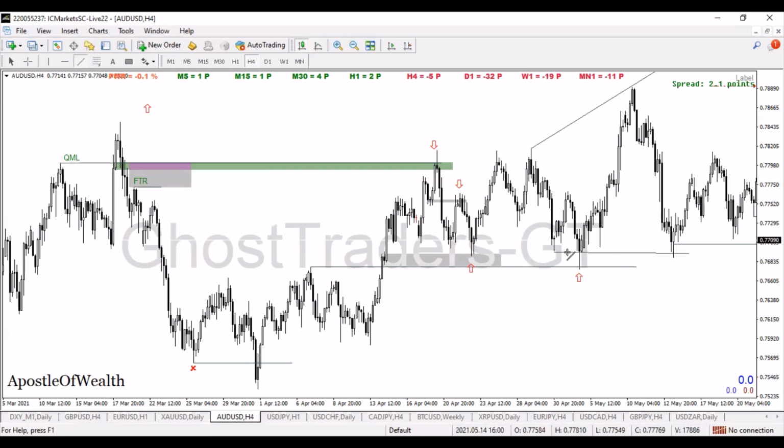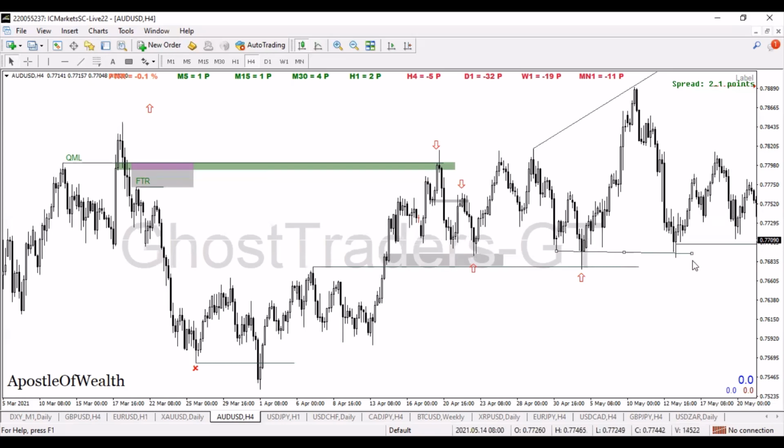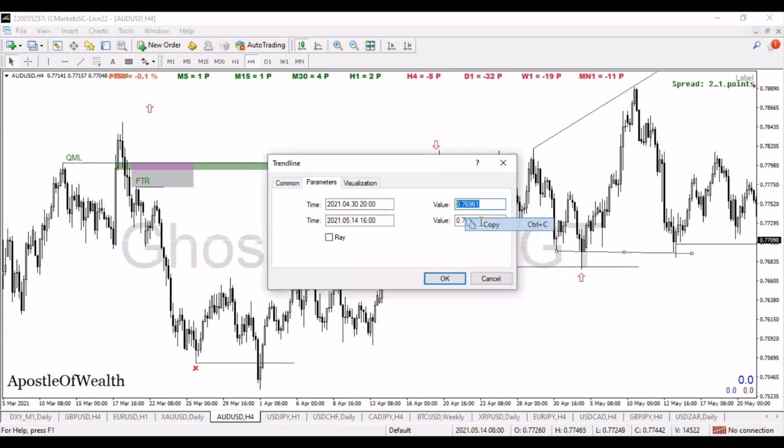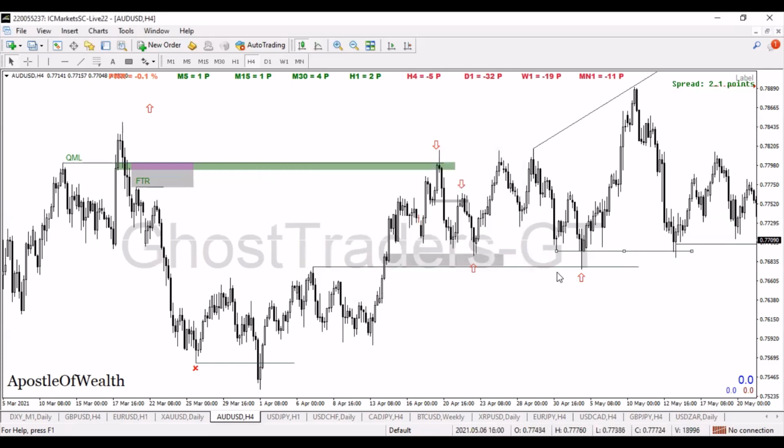We have something so interesting here. If you look at this level, you see that we have a bullish QML. So this is the high, and this is the high, and this is the low, and this is the lower low. And price gets to this level. What did we see? We see price spiking this level and continuing to go up.